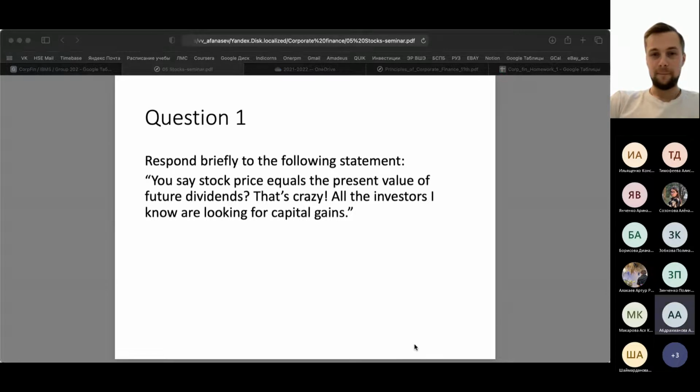Can I answer the question? Yes, try to answer. Well, those investors may get the return from capital gains. But our future stock price depends on the sequence of dividends, I guess.